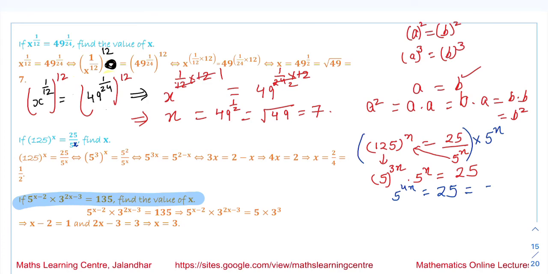And I can write 25 as 5 raised to the power 2. So on comparing these two values, I am writing 4x is equal to 2. It is 4x is equal to 2. So this gives us x is equal to 1 by 2.